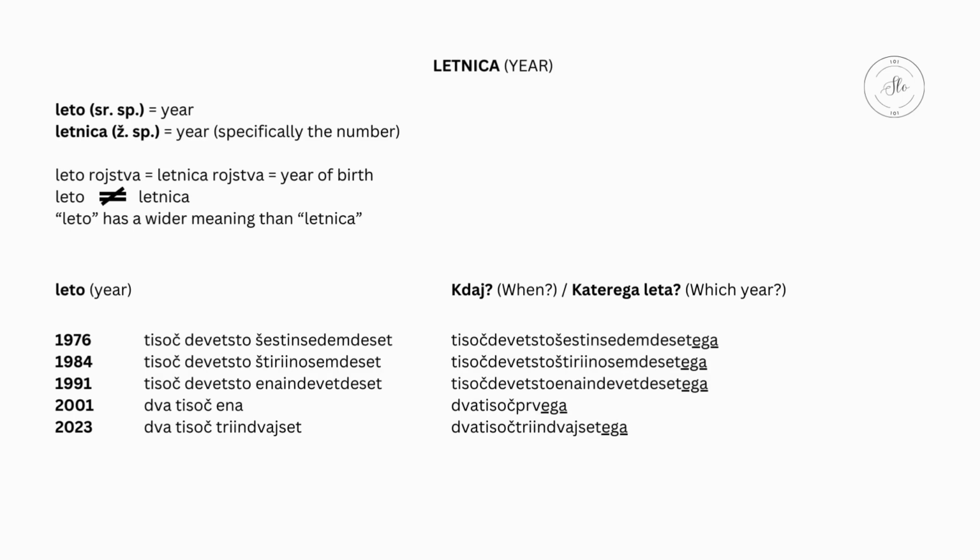Another way is to use ordinal numbers. Remember that ordinal numbers are written as one word. So we can say 1976, 1984, 1991, 2001, 2023.